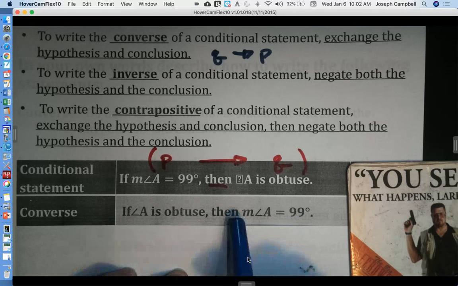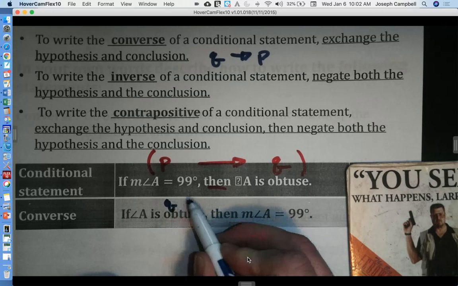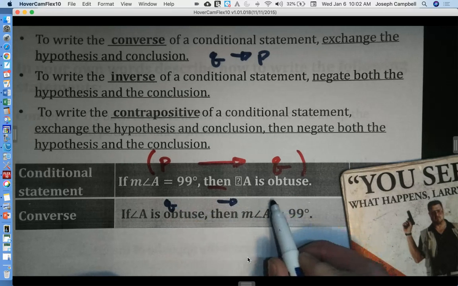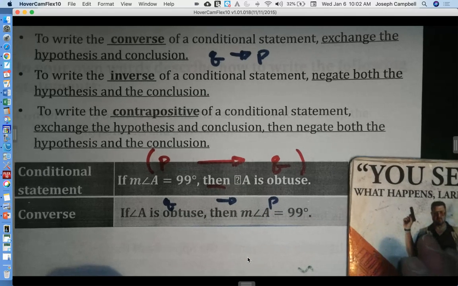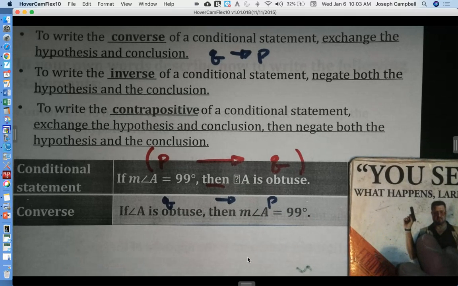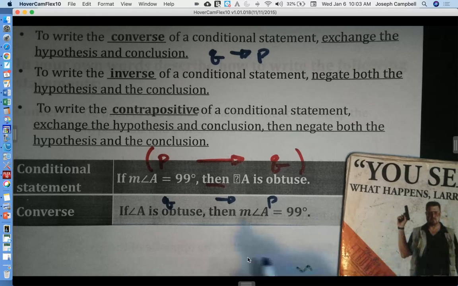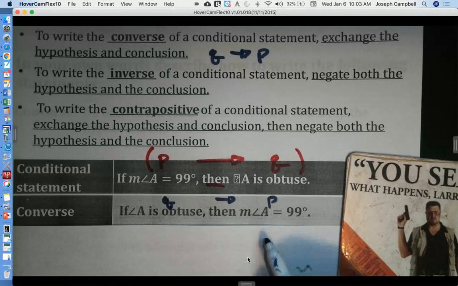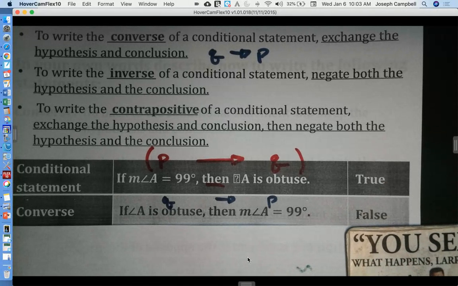So this is the converse. We've switched it. Now we have Q first, and then we have P, based off the original. So think to yourself, is this true? Can you think of a counterexample? Hopefully you can. If A is obtuse, then A doesn't have to be 99. A could be 98. It could be 100. It could be many things. So this is actually a false statement.